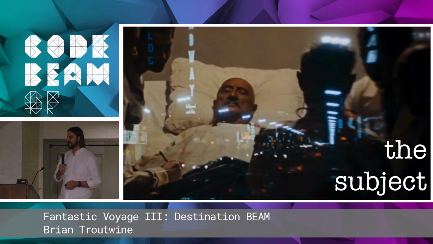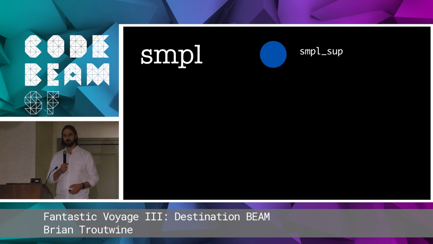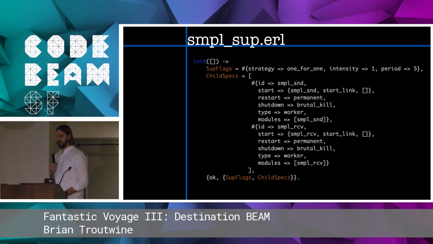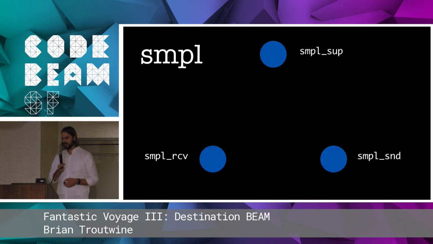So what is the subject of this talk? What is the program that we're going to explore? Well, it's a program that I've called Simple. And it's called Simple because there's not much to it. There is a Simple Supervisor because it is a proper OTP application. Simple Supervisor looks pretty much like you would expect. It has two processes that it is supervising. One called Simple Send, the other called Simple Receive. So that's sort of their theoretical layout.